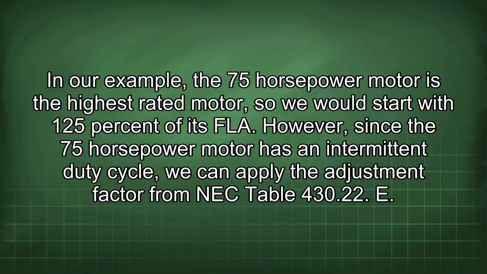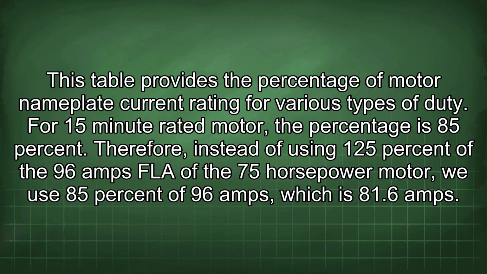However, since the 75 horsepower motor has an intermittent duty cycle, we can apply the adjustment factor from NEC Table 430.22 A. This table provides the percentage of motor nameplate current rating for various types of duty. For a 15-minute rated motor, the percentage is 85%. Therefore, instead of using 125% of the 96 amps FLA of the 75 horsepower motor, we use 85% of 96 amps, which is 81.6 amps.